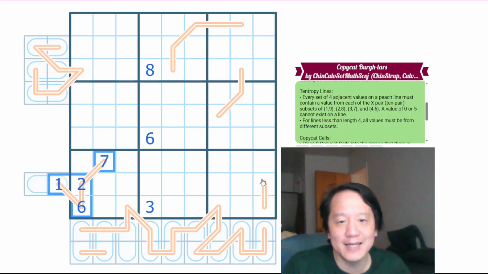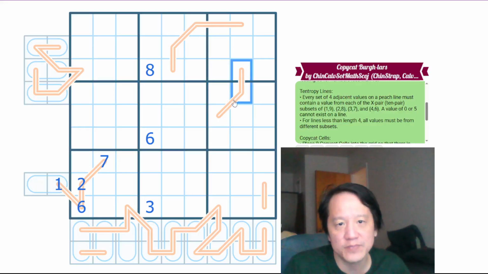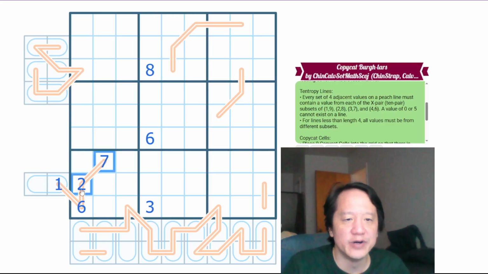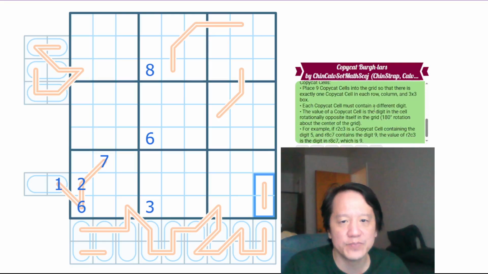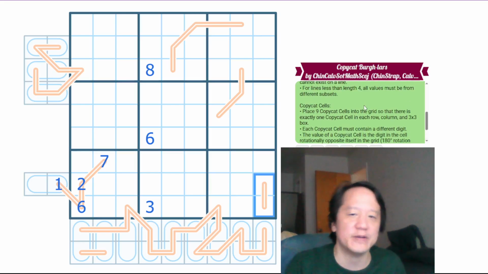For lines less than length 3, all values must be from different subsets, which makes sense, right? Because it's basically just you have to have different subsets for every set of up to 4 cells, adjacent cells on the tentropy lines. But if it doesn't have 4, obviously you just have different subsets here. Okay, so this is the key component, which I was confused by.